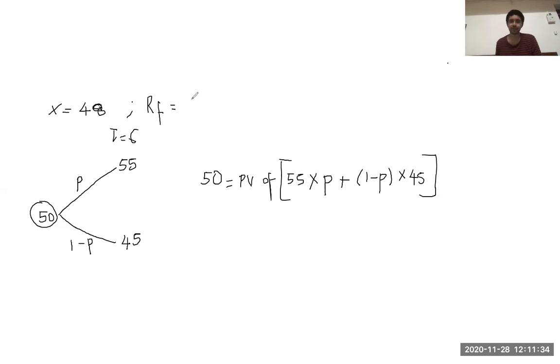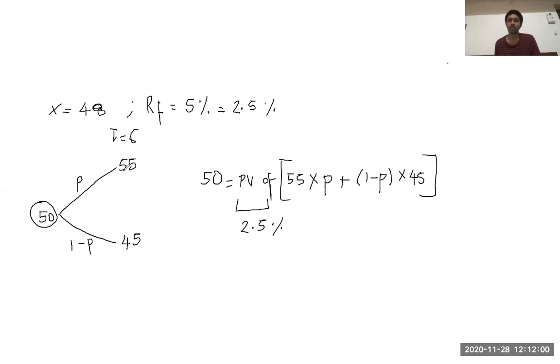Okay, so the risk-free rate is actually 5% per annum, which is equal to 2.5% for 6 months, right? So over here, when I take the present value, it is going to be at 2.5%, right? Okay, now let's solve for P.